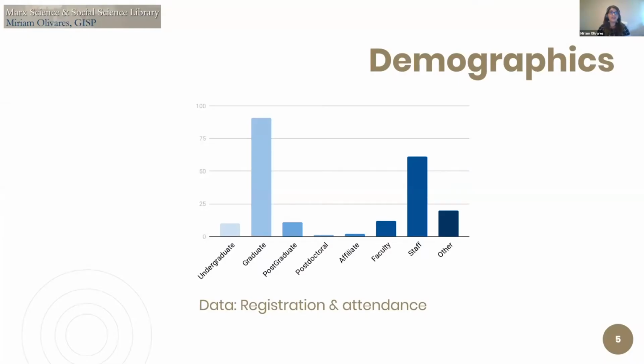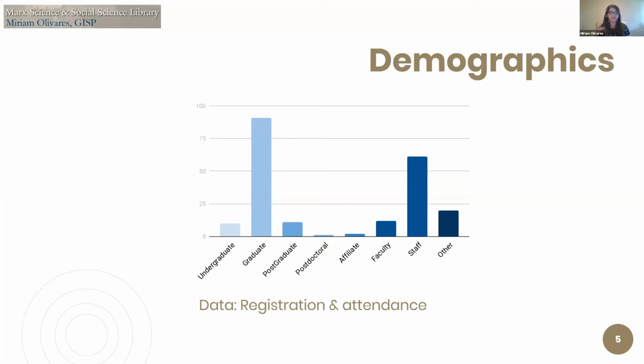So demographics, I thought I knew what was going on, but this summer I had the privilege to work with a GIS intern. I'm so lucky to have Jennifer Lopez. She's in the audience. You can send her an encouragement note. She did the analysis of our data for registration and attendance, and look what I found.